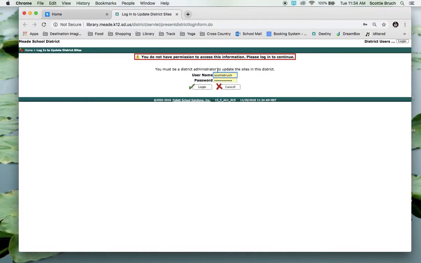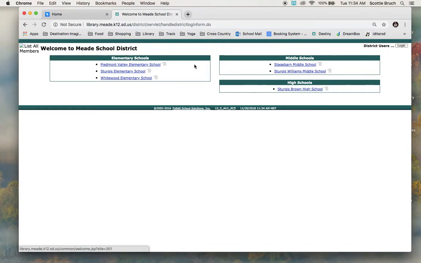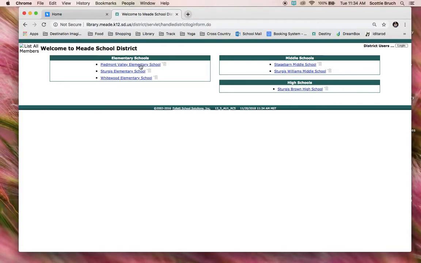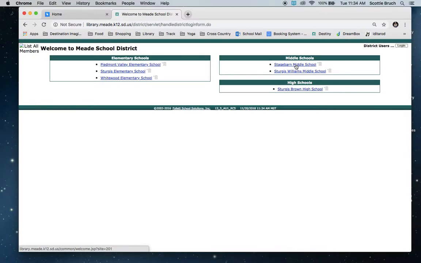If it comes up with a login page like this, you don't have to do anything to log in. You can hit cancel. And then what you should have is a listing of all of the schools in the Meade School District that have Destiny as their card catalog system. So you can see the 3 elementary schools, the 2 middle schools, and the high school. So it doesn't matter which school you're at, you can use this the same way. I'm just going to click into Sturgis Williams Middle School.